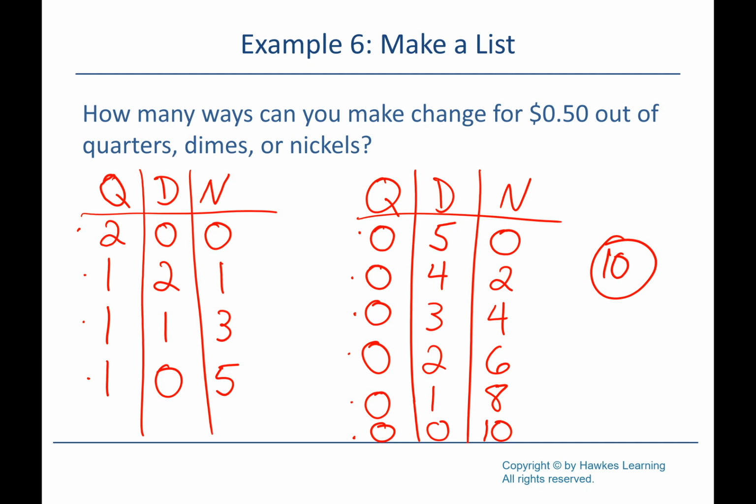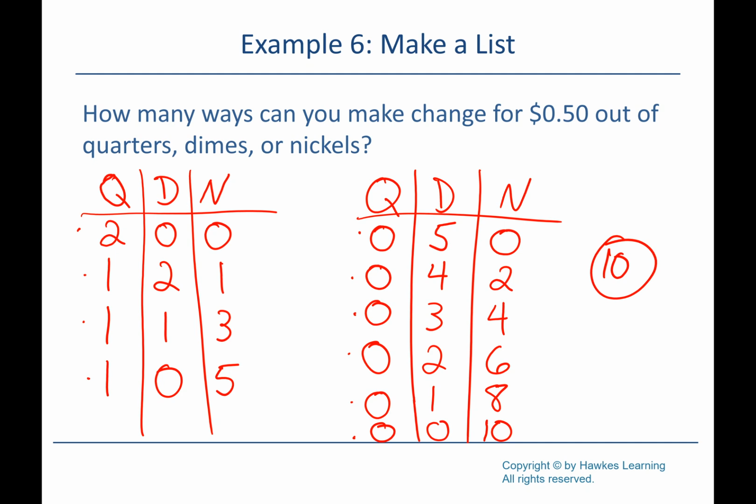Just making a list, and again, we're just trying to be organized, so you want to try to have some kind of method that you're using. It doesn't have to be starting with the most quarters and ending with the most nickels, but you want some kind of method so you don't accidentally miss one, or accidentally do one twice. Those would be the 2 common mistakes there. Questions on that one? Not too bad. Okay. One last one.